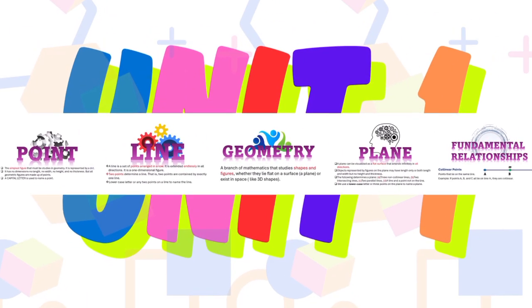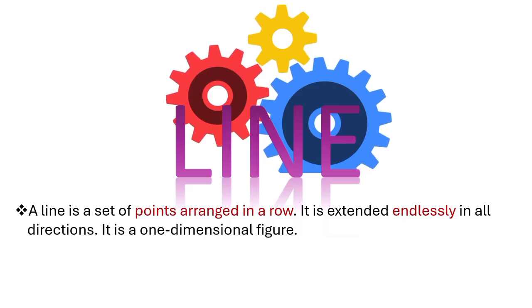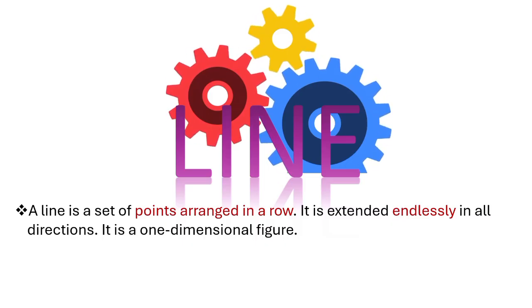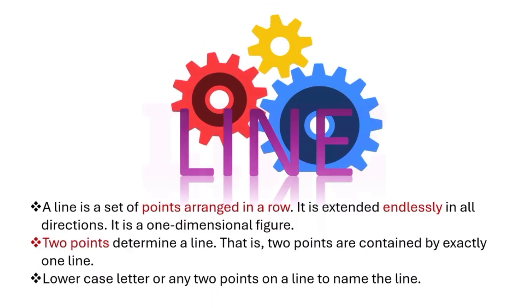Next, let's talk about a line. A line is a straight path of points that extends endlessly in both directions. It has one dimension, which means a line only has length, but it doesn't have width or thickness. All it takes is 2 points to determine a line. That is, through any 2 points, there is exactly one line. To name a line, we use a lowercase letter or any 2 points on it, for example, line F or line AB.